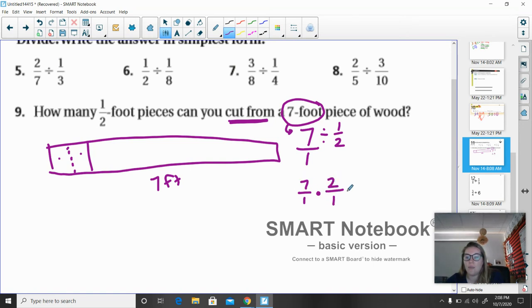I can't cross simplify, so 7 times 2 is 14 over 1. Any number over 1 is a whole number. Remember when we're doing story problems that we have to have labels. So it'd be 14 pieces of wood.